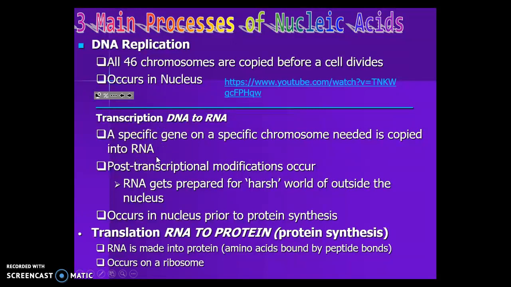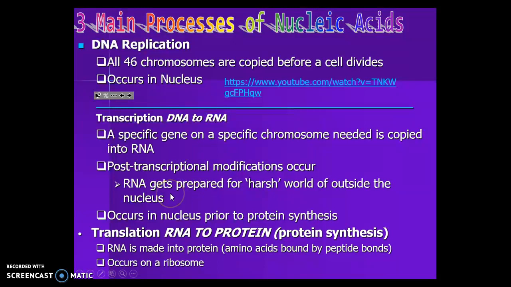Following transcription, the external environment of the cell is actually a very harsh environment. So the molecule of RNA needs to be molecularly protected. The process that does the protection is called post-transcriptional modification. Let's dissect this word. Post we know means after. Transcription we now know means making RNA from DNA. So this process is going to happen after a molecule of RNA is created.